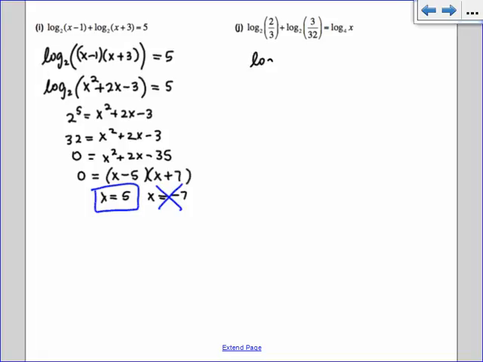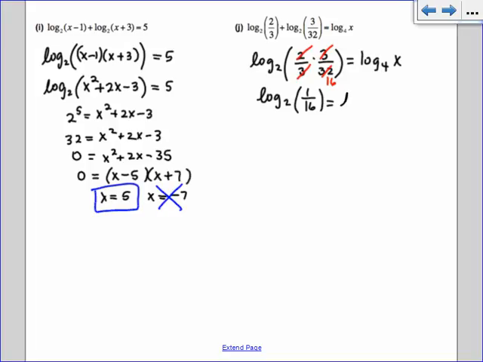So we have log base 2 of 2 over 3 times 3 over 32 equals log base 4 of x. This is difficult because they don't have the same base. You have log base 2 and you have log base 4. Okay, so this first one becomes log base 2 of, the 3's reduce out, the 2 and the 32 reduce to 1 over 16, equals log base 4 of x.